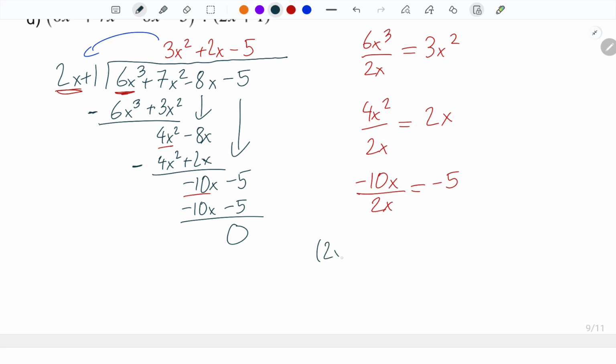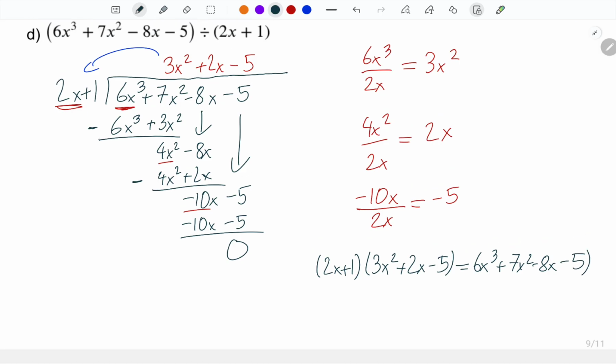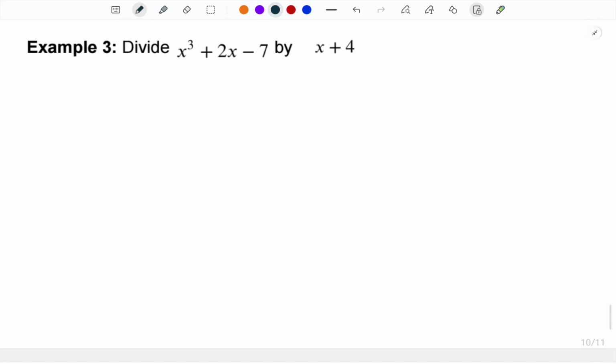So what have we seen? Well, we've seen that 2x plus 1 times 3x squared plus 2x minus 5 is actually that big polynomial, 6x cubed plus 7x squared minus 8x minus 5. All right, so again, we're breaking down that big polynomial into smaller polynomials, essentially. Again, kind of the key to factoring.